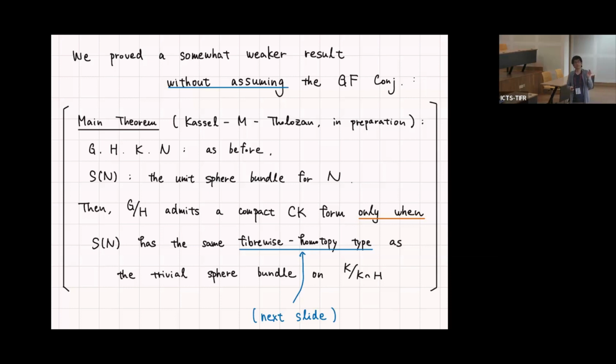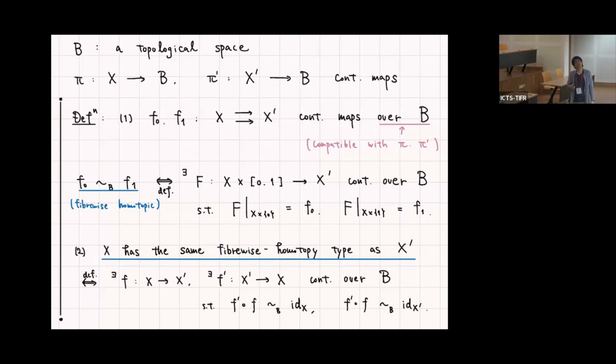So what is a fiber homotopy type? Suppose you are given a topological space B, and suppose you are given two topological spaces over B, namely just continuous maps to B.